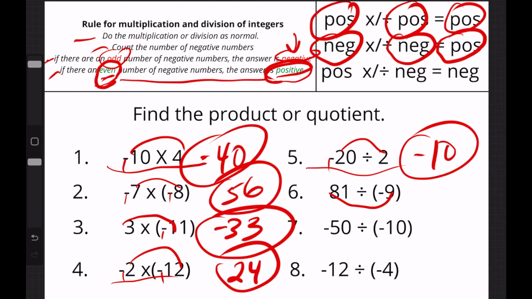81 divided by negative 9. Well, 81 divided by 9 is 9. And then how many negatives do we have? We just have the 1. That's it. So 1 is an odd number. That's a negative answer. Let's look at the next one.